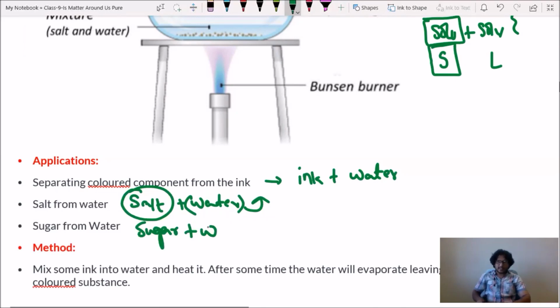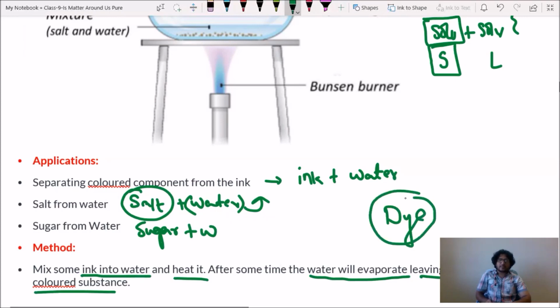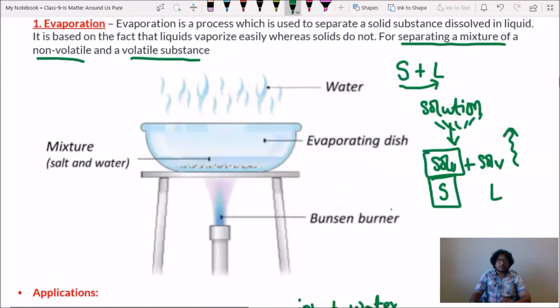So what is its method? One experiment you can do is mix some ink into water and heat it. After some time, the water will evaporate, leaving behind the colored substance. That colored substance is called dye. Like that you can separate ink from water. The same technique you can use for salt water also.